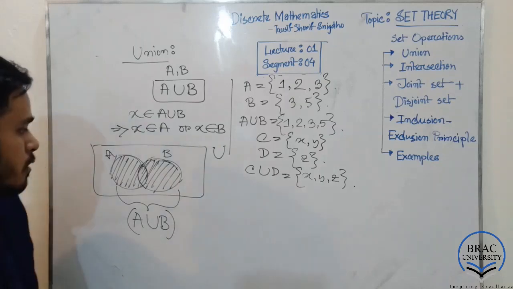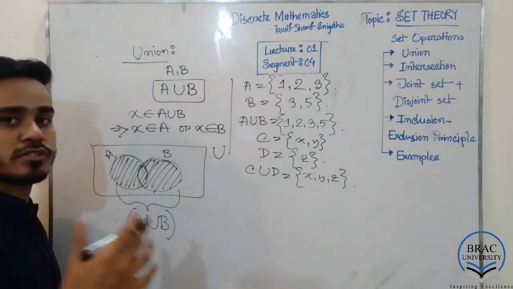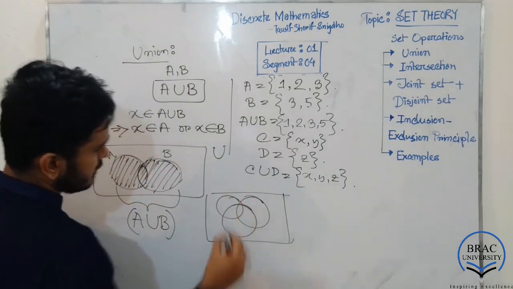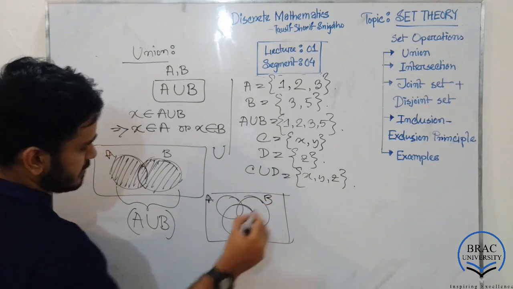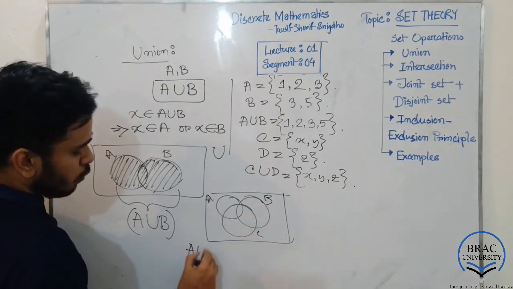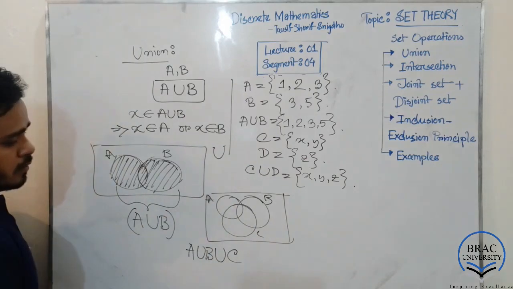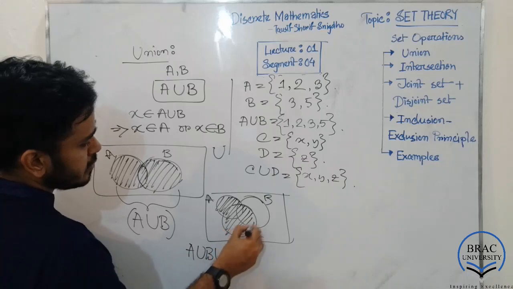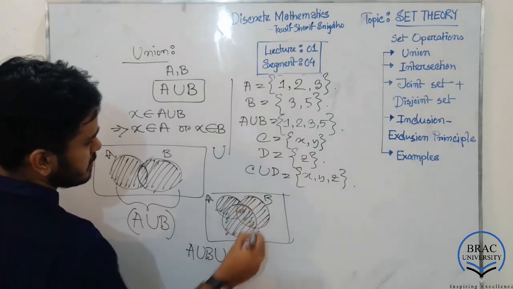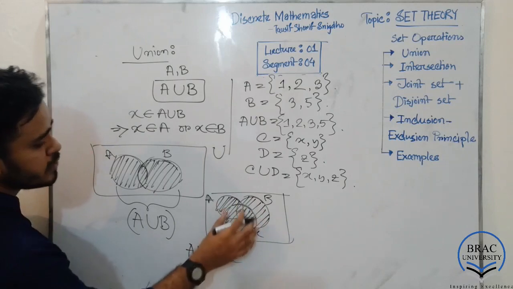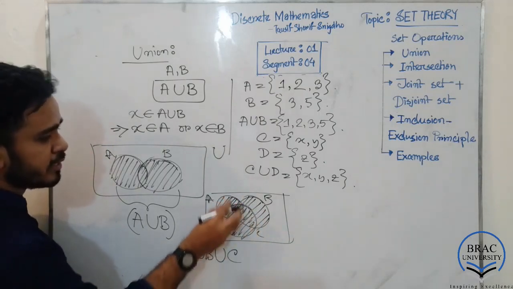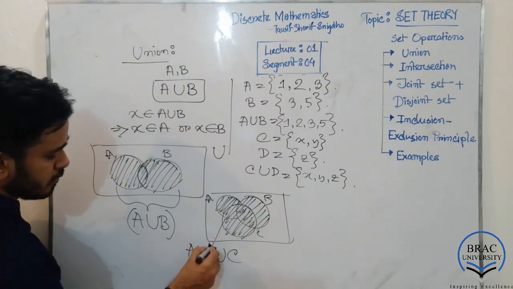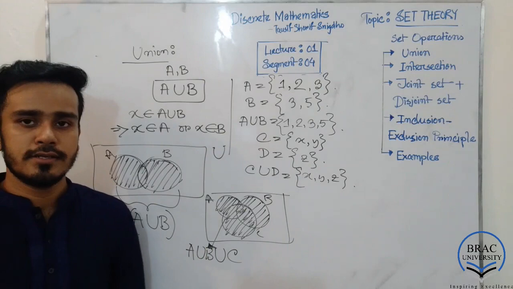What about if there were 3 circles or 3 sets? Then we'll express it like this. This is set A, this is B, and this is C. If you were supposed to determine A union B union C, this whole region covered by circles A, B, and C, shaded here, would contain all of the elements of either A or B or C. So this shaded region represents A union B union C.